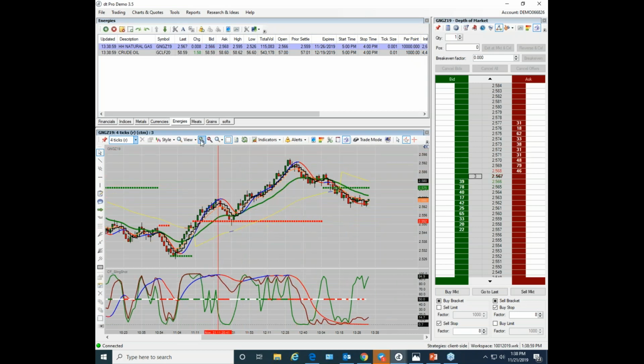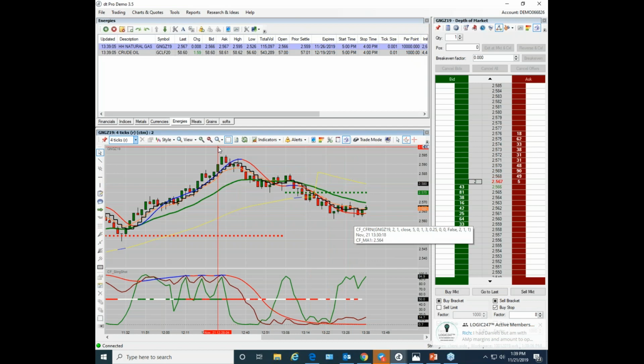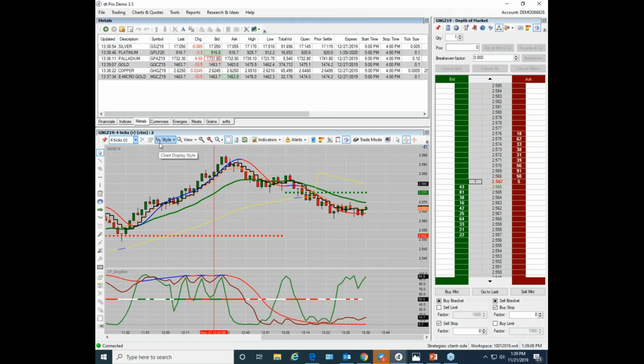For the moment, we have a little double bottom here. So natural gas is going to have to make a new low before we can get short.